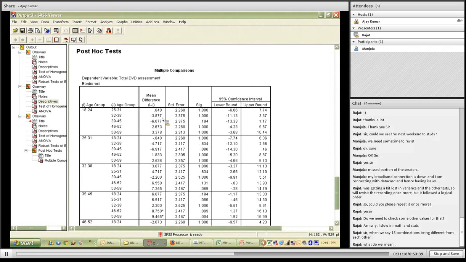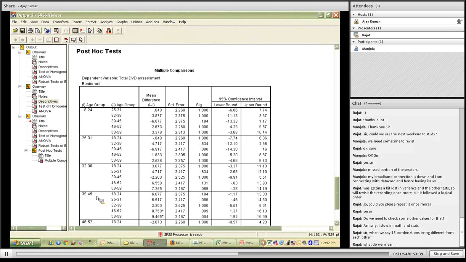But was this mean difference significantly different? The result says no. Alright. So then 18 to 24 with 39 to 45, it says no. So all these combinations are giving you insignificant results, right? Then came 25 to 31 compared with everyone. Again, you will find that none of them is significant. Then 32 to 38 was compared with all these other groups. Again, it is non-significant.